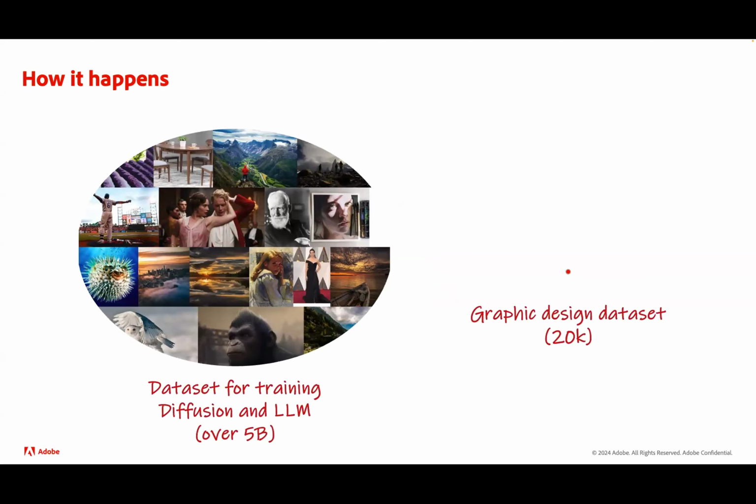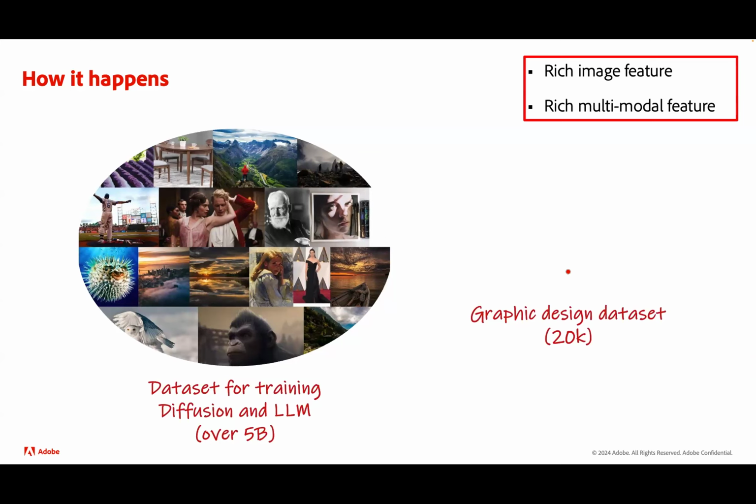But for the models we're training, the large language models or the diffusion models, they're using so much data, like over a billion data points. So when you see those scales, they're really not comparable. And the general training data for those diffusion and large language models also contains lots of content from design, like icons and graphic design material. So they actually learn rich image features and also rich multimodal features that we can use for real graphic design applications.